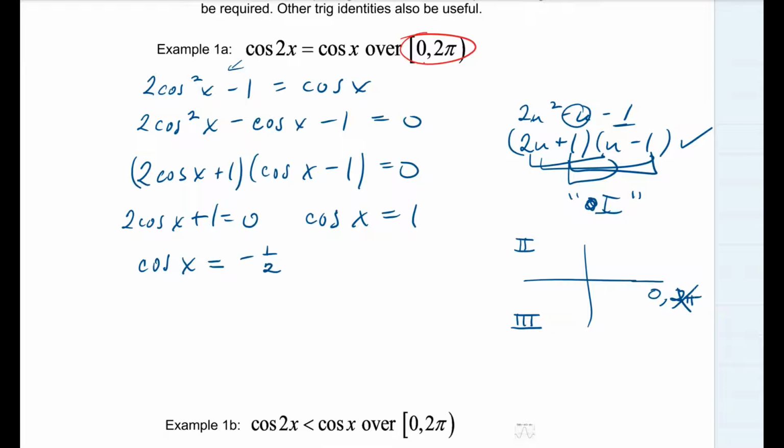If cosine of x is negative half, we're somewhere in here, and that looks like a 2 pi over 3. Remembering our trig circle, if you're a little rusty, go back and look at it.